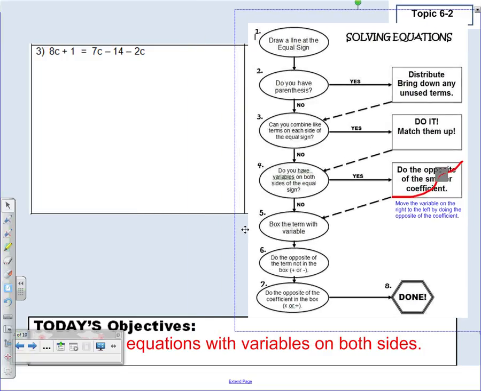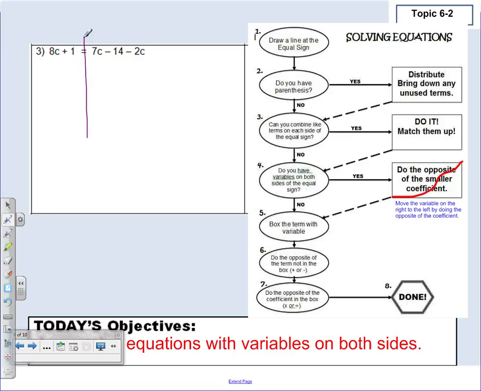Number 8, following our flow chart again, draw the line down the equal sign. Do we have parentheses? No. Can you combine like terms? We do have like terms on the right-hand side. We have a 7c and a negative 2c. So 7c minus 2c gives us a positive 5c. We still have minus 14. On the left, we have 8c plus 1.